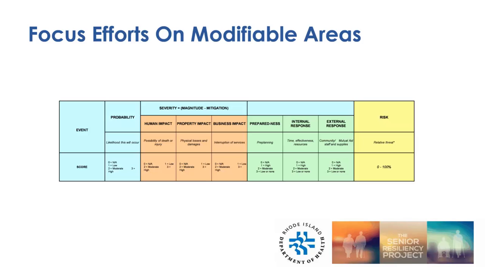Recall that our fictitious hurricane gave us a risk of 61%. This is too high, and we would need to prioritize ways to reduce our risk. For each identified high-risk hazard, work to reduce your risk level by focusing on your modifiable areas, which are the areas your organization can make changes to that will result in decreased risk. The easiest modifiable areas are the green columns of your HVA: preparedness, internal response, and external response. Improving your scores in these sections will reduce the overall risk.